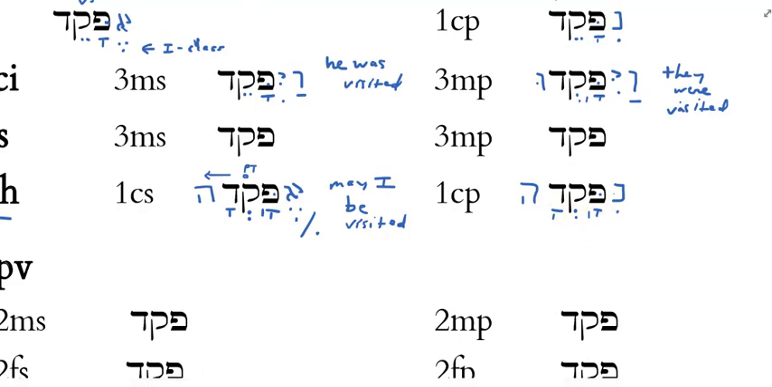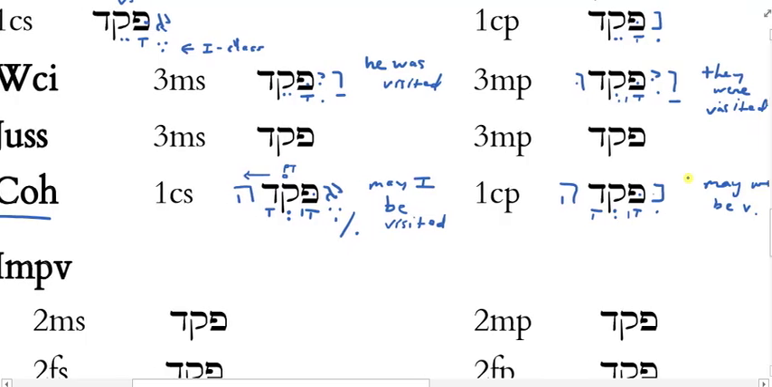Nipakada. How would we translate this? Just exchange the I for we. May we be visited. Okay? Or may we be appointed. Or let us be appointed or visited. Okay? All right.